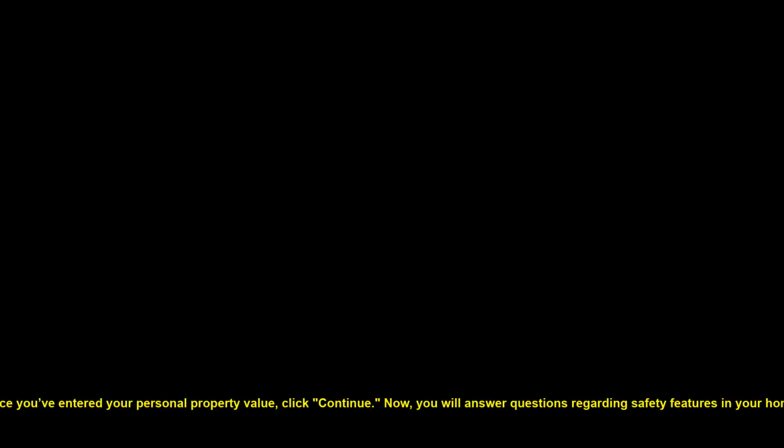Now, you will answer questions regarding safety features in your home. Indicate if you have security systems, smoke detectors, or fire alarms. This information helps to potentially lower your insurance premium. After completing this section, click Continue again.